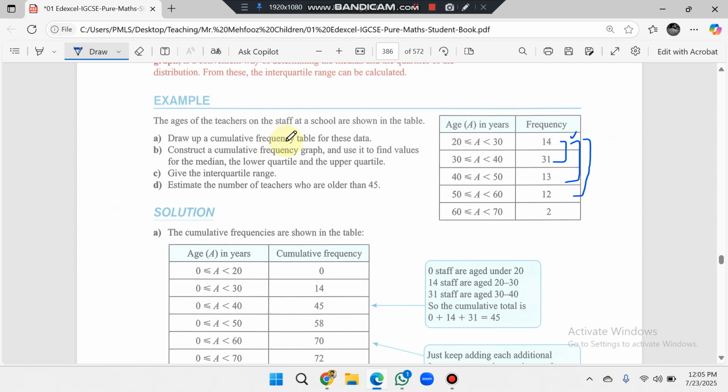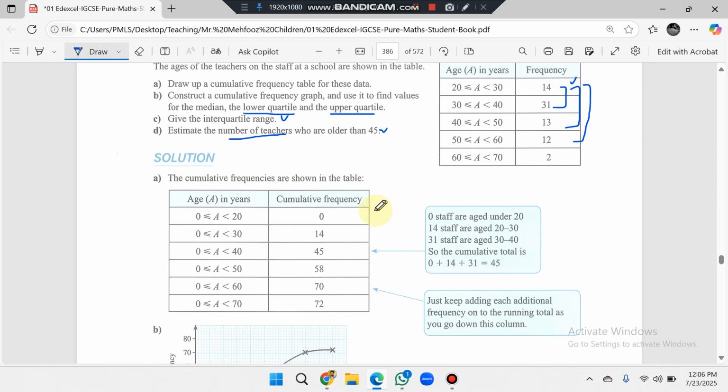So first of all, you have to find the cumulative frequency table for this data. Construct a cumulative frequency graph and use it to find values for the median, the lower quartile, and the upper quartile. Give the interquartile range. After finding the values of the upper quartile and lower quartile, we have to just subtract these two values to find the interquartile range, right? And estimate the number of teachers who are older than 45. So this is the question.